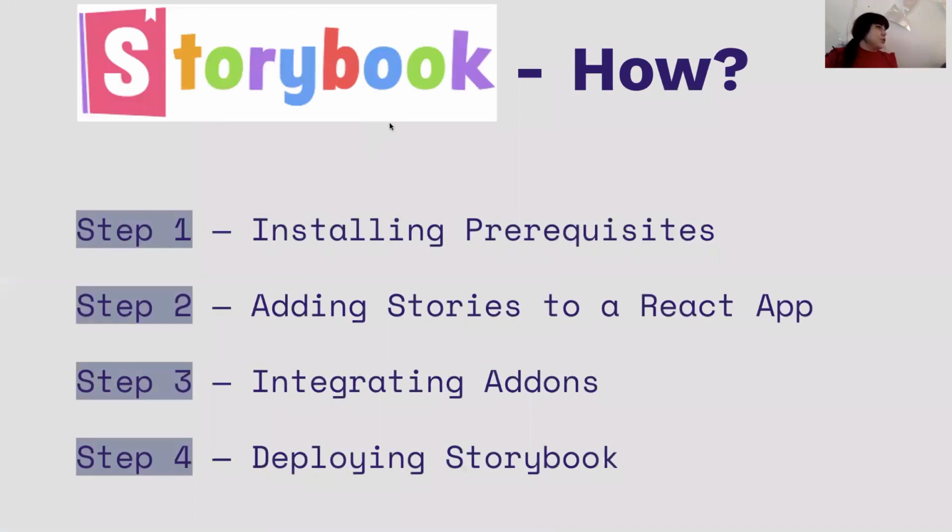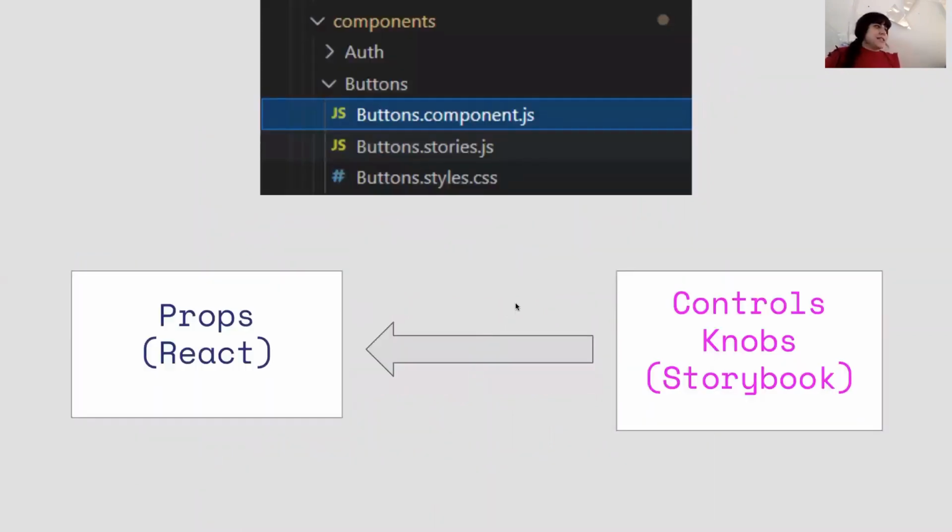And how did we do it? Well, the first step is installation, which was already done for us. So we skipped to adding the stories to the React app and adding the controls and notes, as I showed you. And the last phase is the deployment. As I mentioned, for each and every component like this button, we created three files: one component.js, one stories.js, and the other one styles.css. And in the end, the controls and notes on the Storybook turned into the props in our React application.